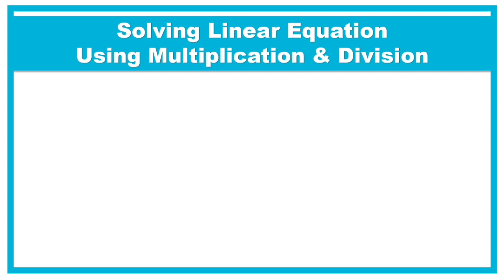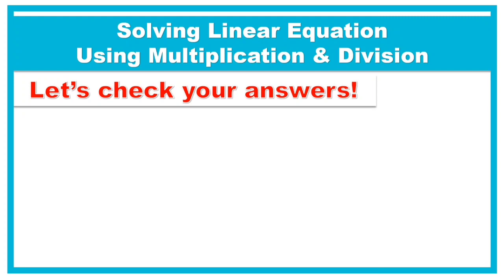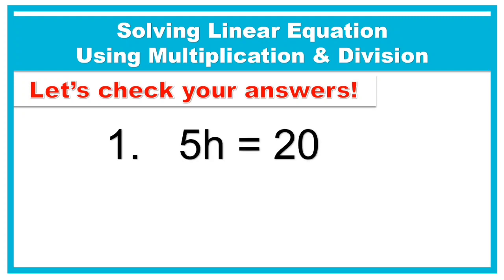Solving linear equations using multiplication and division. Let's check your answers. Number 1, 5h equals 20. First, we have to isolate the variable h by dividing 5 on both sides.